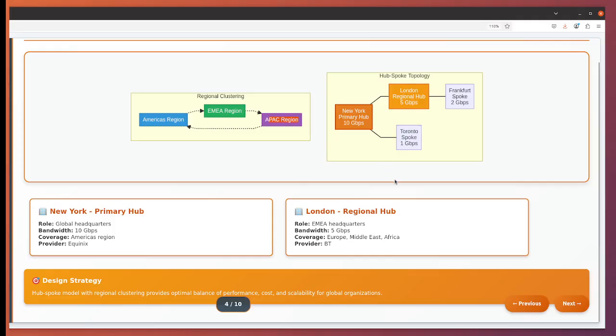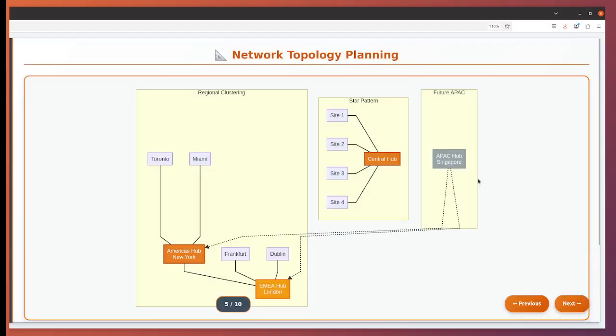Each approach has trade-offs. Hub-spoke minimizes the number of Global Reach connections but creates dependency on the hub. Mesh topology provides redundancy but increases complexity and cost. Consider bandwidth requirements carefully. The hub location needs sufficient capacity to handle traffic from all spokes, while spoke-to-spoke traffic still flows through the hub in this model. For our implementation, we're using New York as the primary hub with London as a regional hub, allowing for future expansion in both regions.